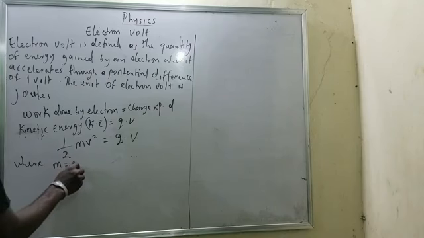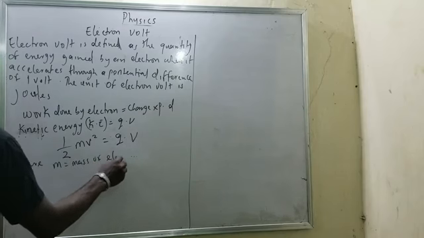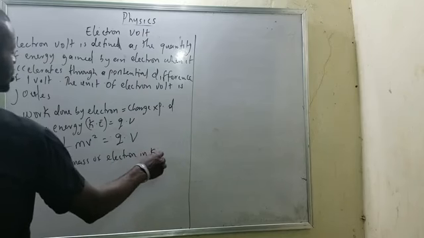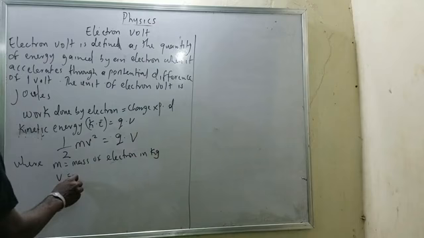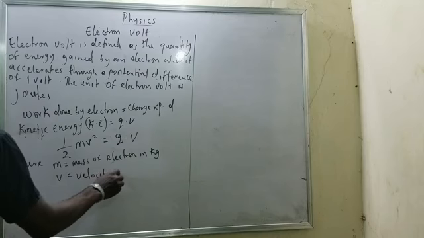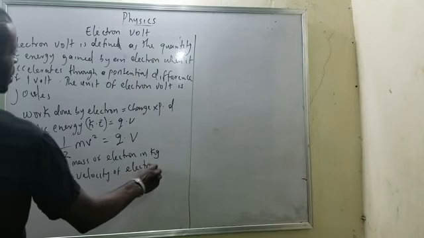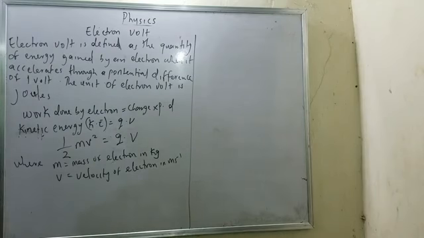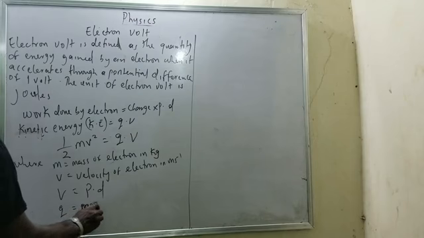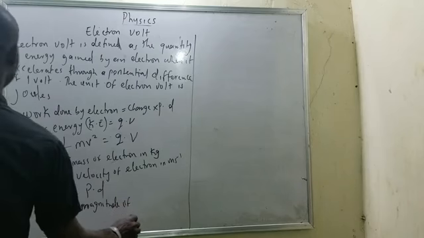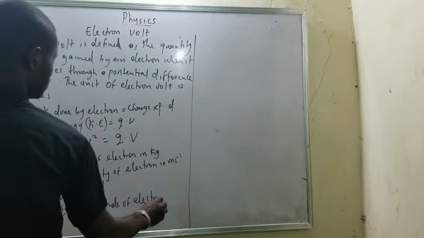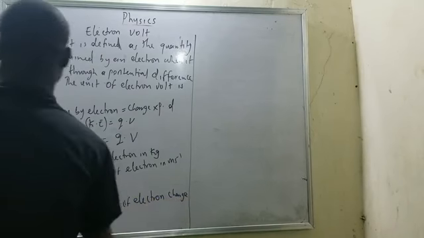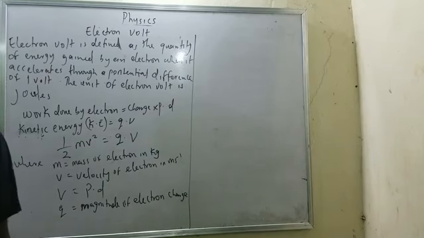Where m is the mass of the electron in kg, and v is the velocity of the electron in meters per second. And also, V is the potential difference, and Q is the magnitude of the electron charge, which is in coulomb.